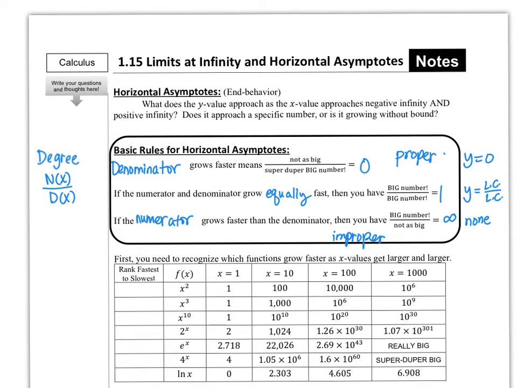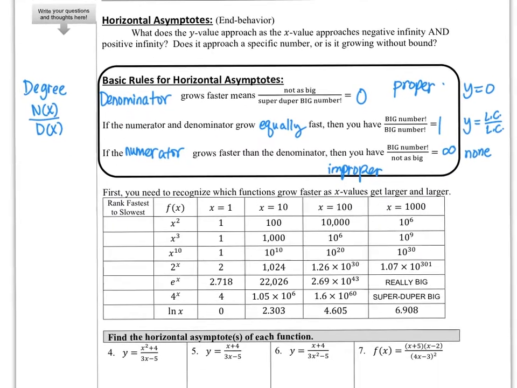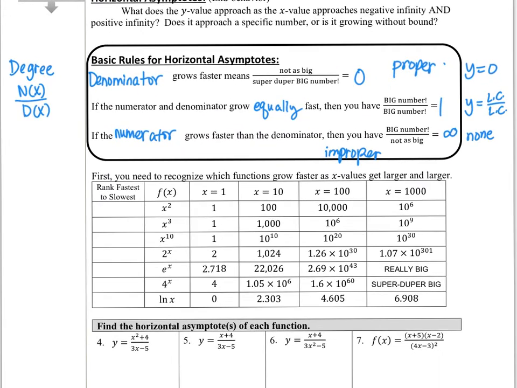All right, so first let's recognize which functions grow faster as x values get larger and larger. Here are the different functions they give us, and we want to know which one grows faster. They gave us a chart with a few x values that get larger and larger, like this one's already at 1,000, that's 100, that's 10, that's 1. So you can get an idea of which one is which. Looking at this first column, the biggest one is right here, so this one grows the fastest.